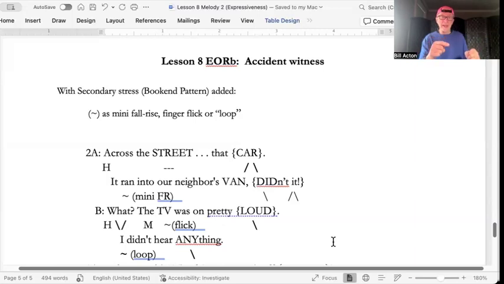And then next one is 2B. And now we've got a flick. It's the thumb flick, this one. So this one is like this. The TV was on pretty loud. The TV was on pretty loud. Got that? The TV was on pretty loud. Just a little flick, a really light flick of the thumb. Very, very quick. The TV was on pretty loud.